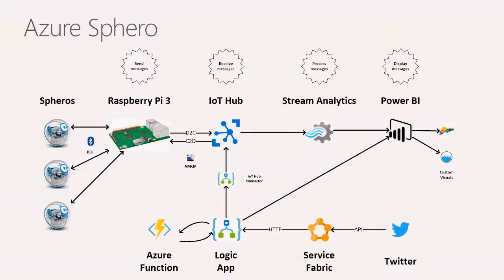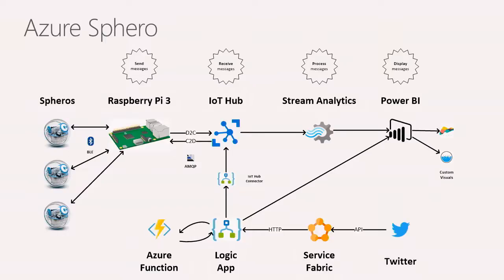Power BI is a self-service BI product that Microsoft recently released. And I've created some custom visuals using the Power BI SDK, and I have another session on how I did that. So this is how to display your IoT data. And then what I have is a way to communicate to the device through Twitter, right? So if you tweet Azure Sphero and then red or blue, these devices should move, okay?